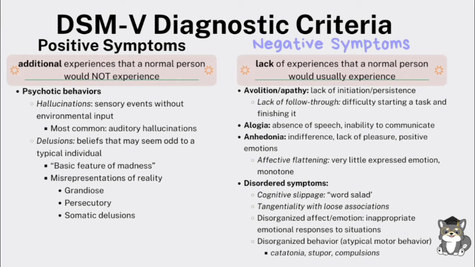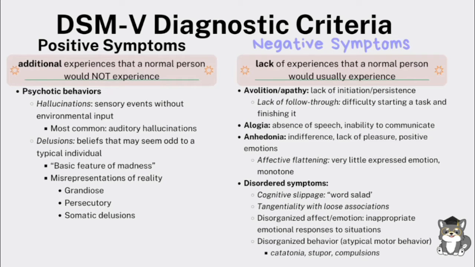So according to the DSM-5, which is the latest diagnostic manual, there are two types of categories for the diagnostic criteria. We have positive symptoms, which are additional experiences that a normal person wouldn't experience. These might include psychotic behaviors such as hallucinations, which are sensory events without environmental input. The most common one is auditory hallucinations, but these hallucinations can also happen within the five senses as well.